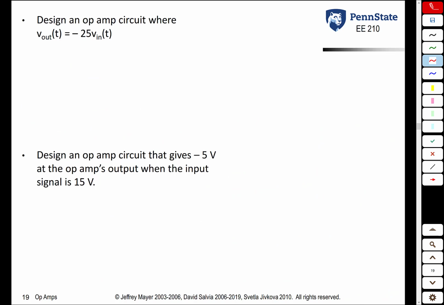So we're asked to design an op-amp circuit where the output voltage is negative 25 times the input voltage. In other words, we're going to design a circuit that amplifies an input signal by a factor of negative 25. So the fact we want a negative gain right away signifies that we want an op-amp in an inverting amplifier configuration. So you have the op-amp here.